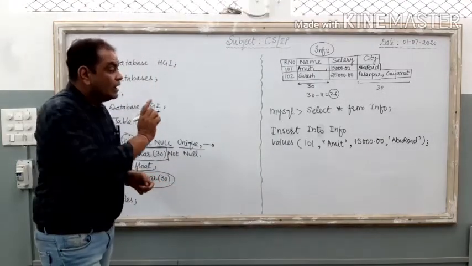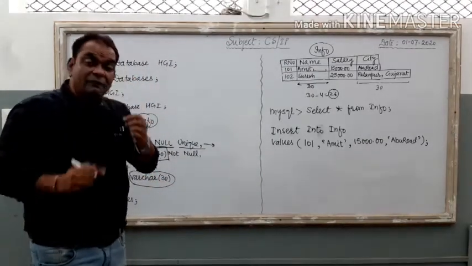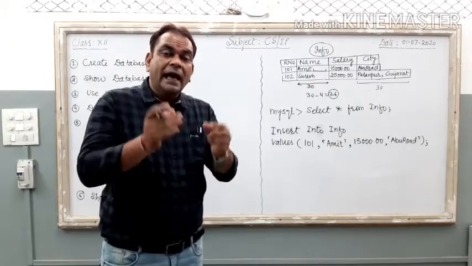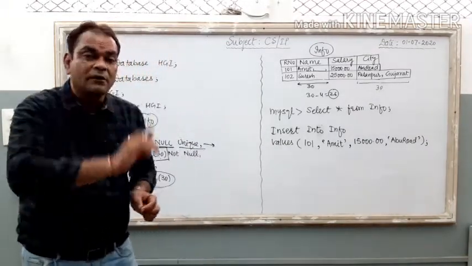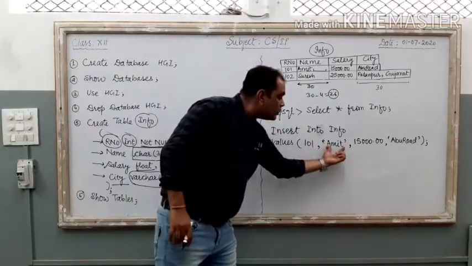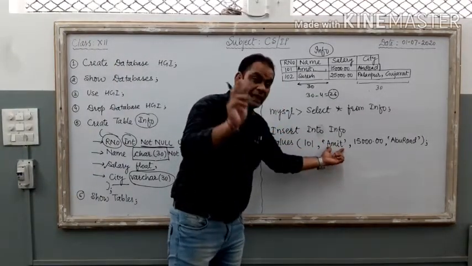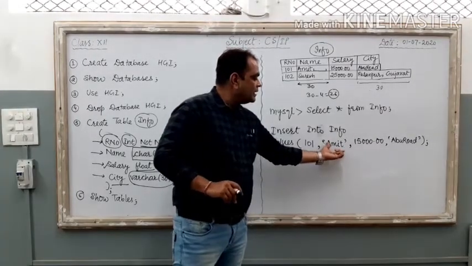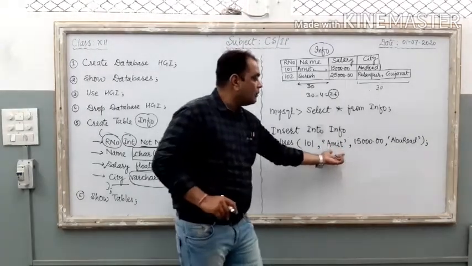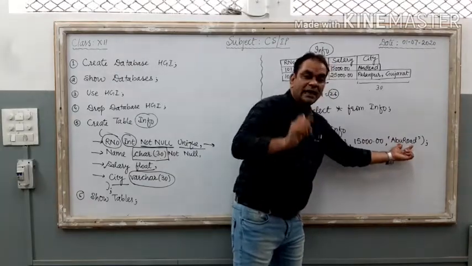So just listen carefully. If you are going to insert an alphanumeric value inside the field of the table, you have to enclose the value with either single inverted comma or double inverted comma. Clear? Amit is there inside the single inverted comma. Abu Road is there inside the single inverted comma.